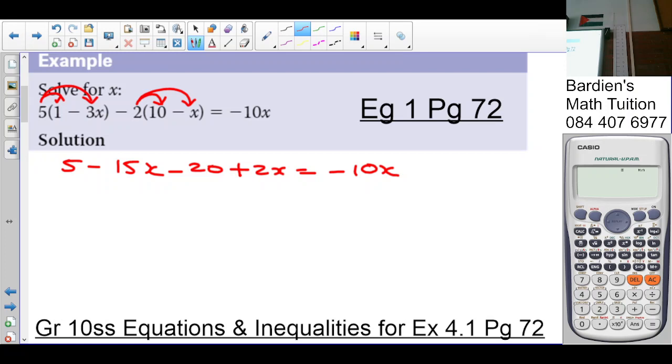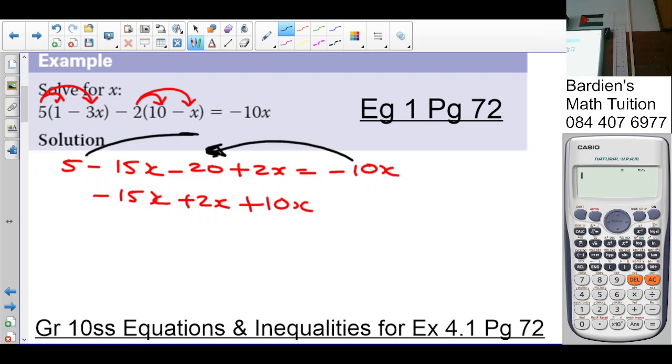X is one side, numbers other side. Why? Because it is linear. What makes this a linear equation is because the highest exponent of x is 1. Okay. So I keep the x's here, so it's negative 15x plus 2x plus 10x. Remember, bringing this negative 10 over the equal sign. Okay? 5 is going that way and negative 20 is going that way. So that is equal to negative 5 plus 20. So negative 15x plus 2x is negative 13x plus 10x is negative 3x is equal to 15.